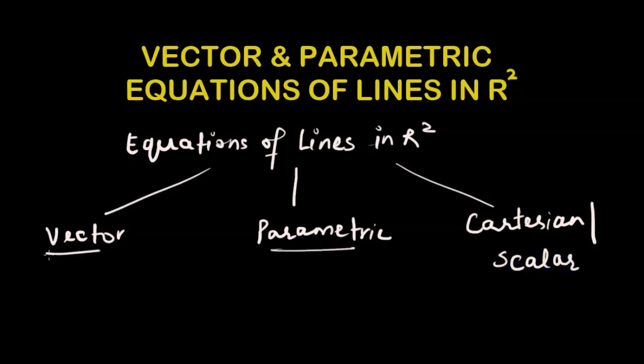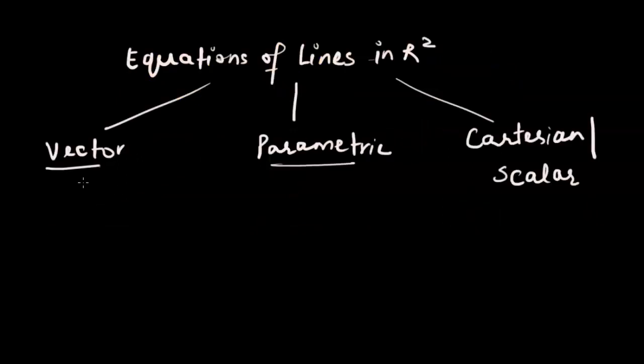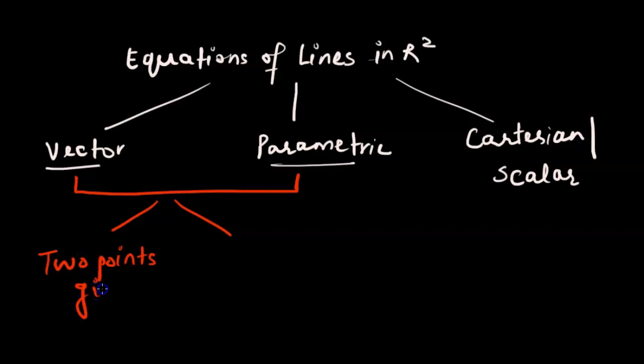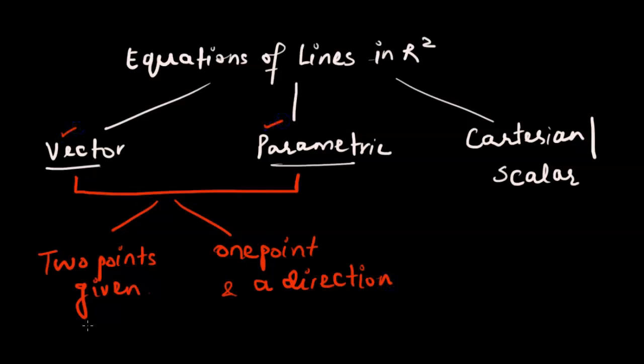In this lesson, we will talk about vector and parametric equations only, and we will discuss the Cartesian equation in the following lessons. Whenever we are writing the equations of lines in 2-space, using vector form or parametric form, there are 2 different ways to do that. One is that if we are given 2 points, we use those 2 points to write the equation. Another way is that if we are given 1 point and a direction vector, then we use these 2 things to write the equation. So basically, in order to write the vector or parametric equation, we need to have one of these 2 conditions.